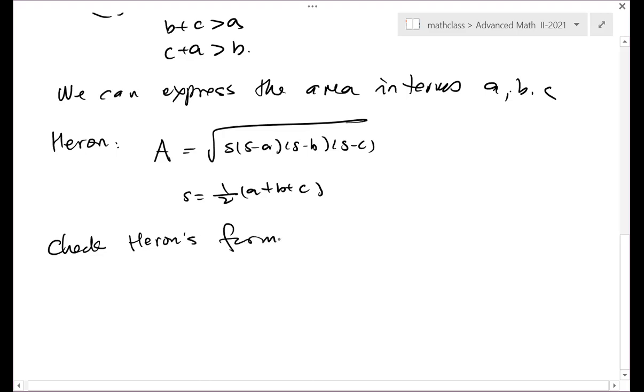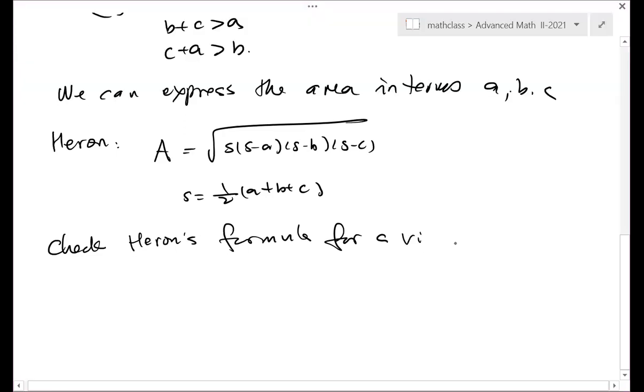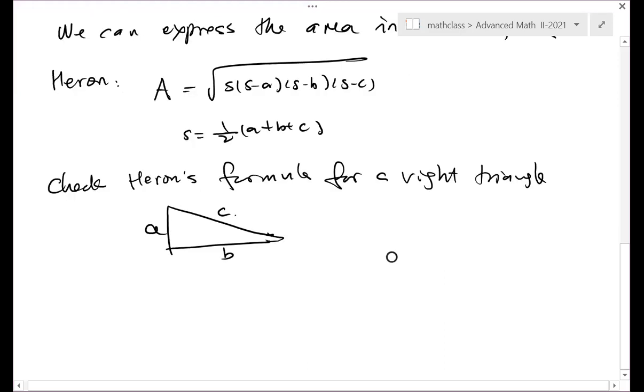Heron's formula for a right triangle. Let's make sure that if it's true for a right triangle, then maybe it's true in general, right? Let's say the sides are A, B, and C. For a right triangle, the area is going to be A times B divided by 2. We know that.